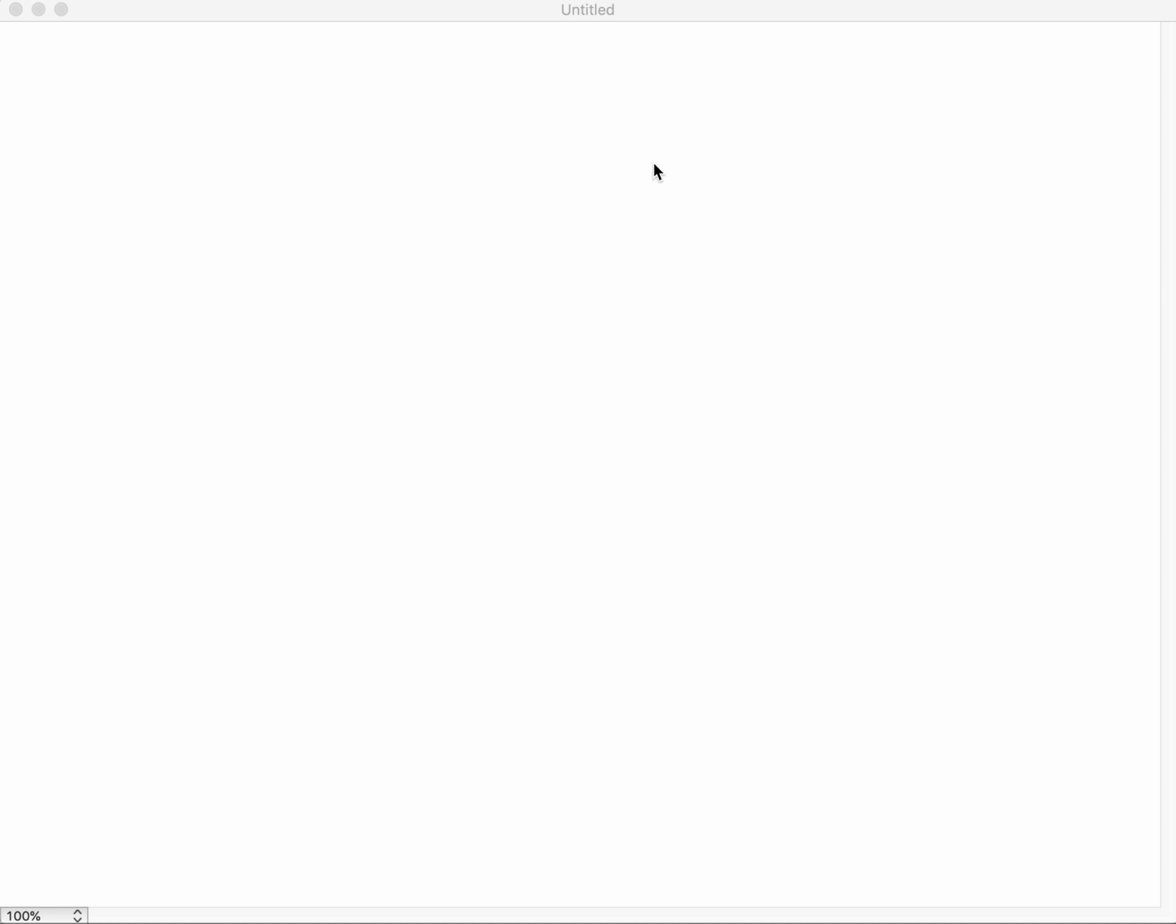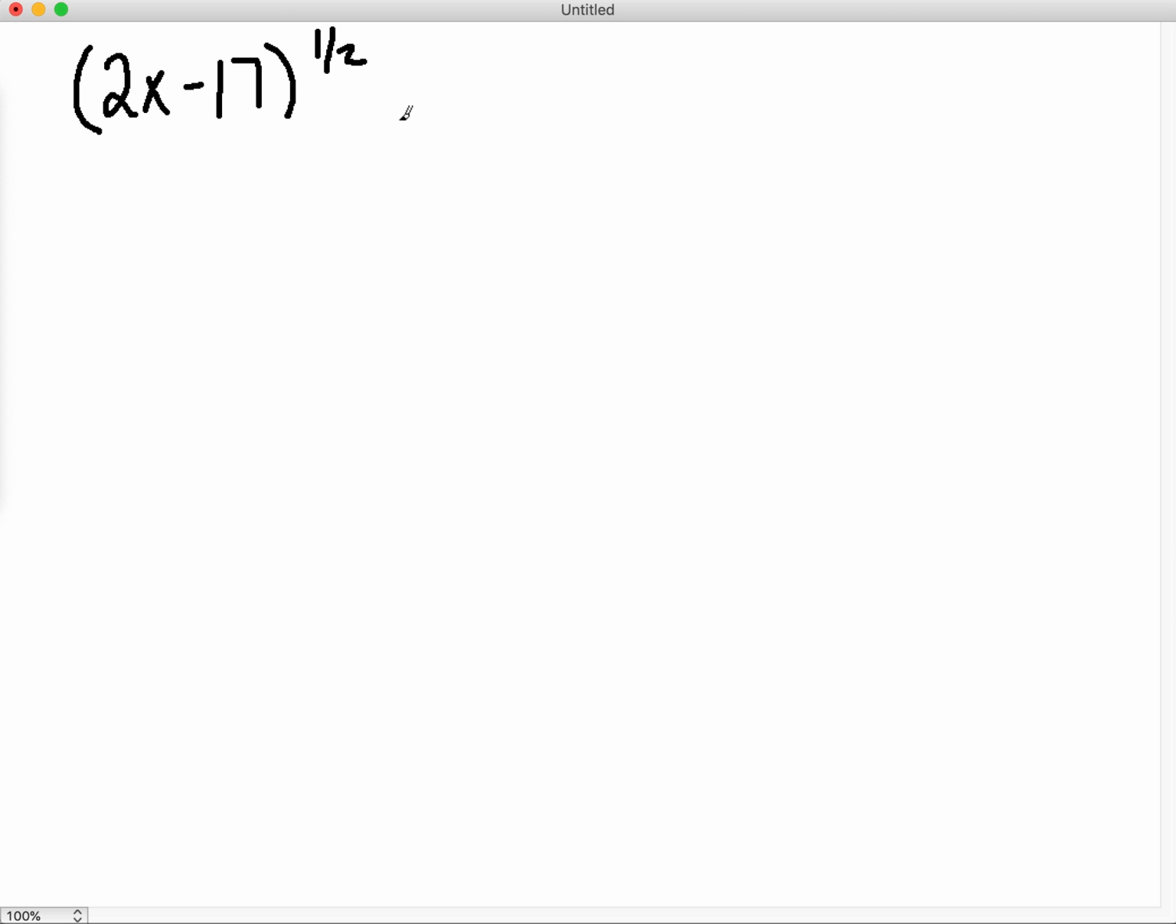All right, we're going to take a look at 7.6.59. It is a somewhat long rational expression problem, and we're going to take a look at an example given: the square root of 2x minus 17, which is 2x minus 17 raised to the 1/2, equals 1 plus the square root of x minus 9, which is x minus 9 raised to the 1/2.